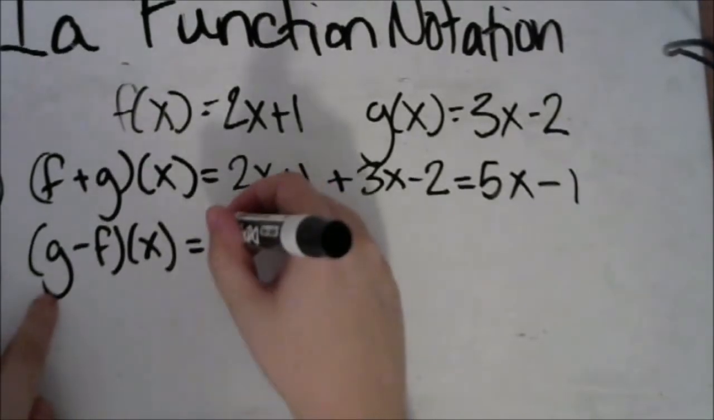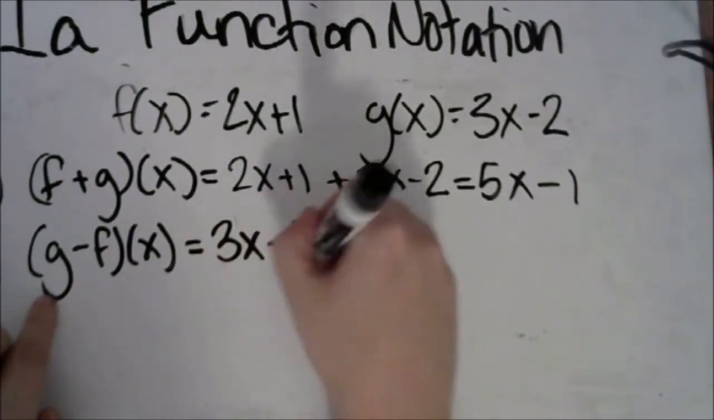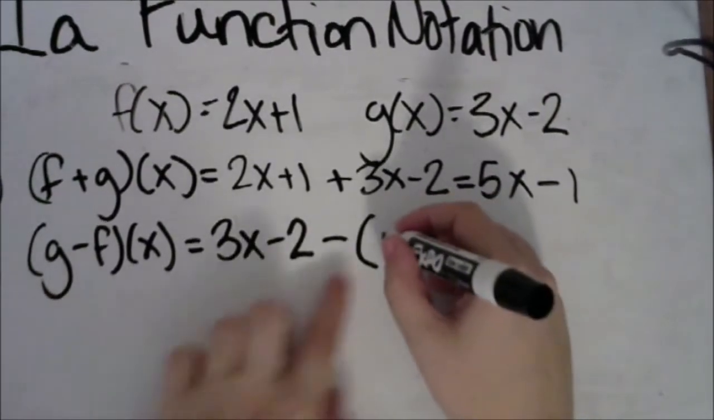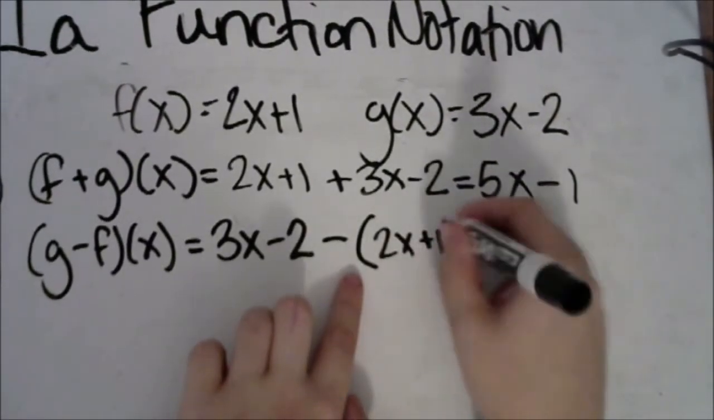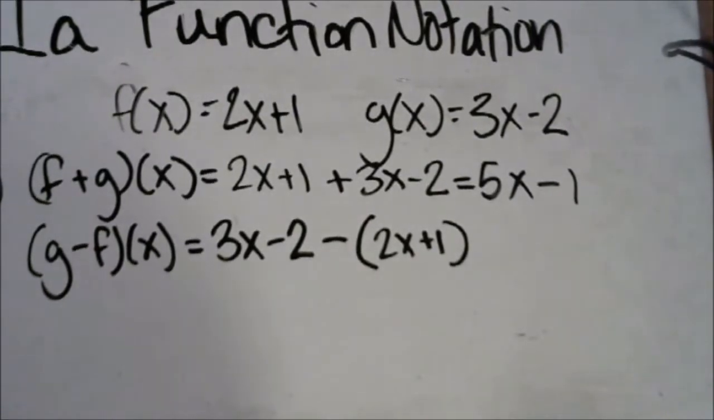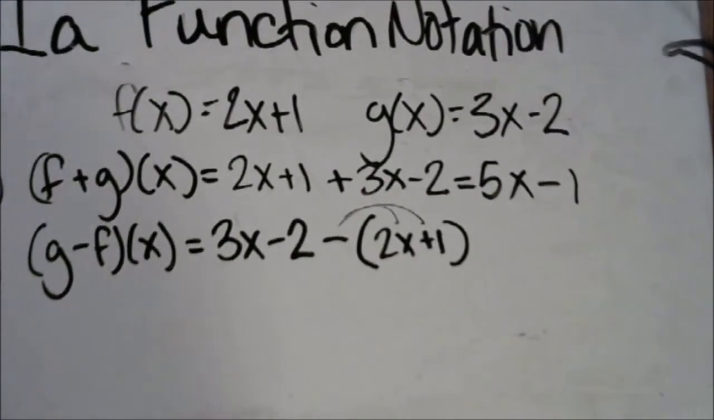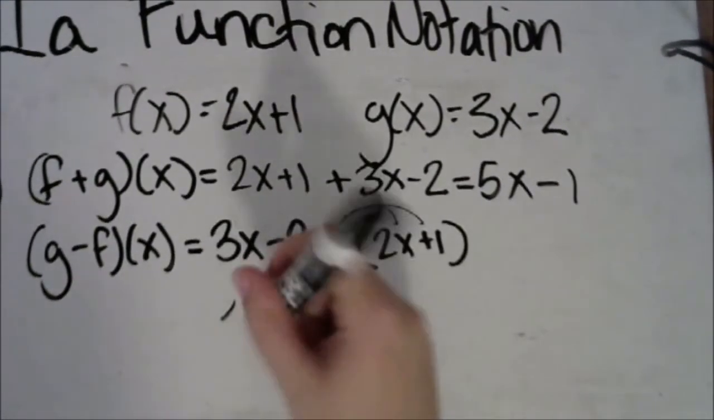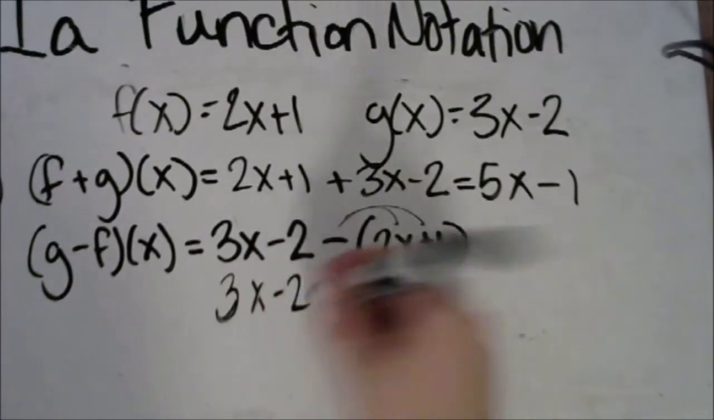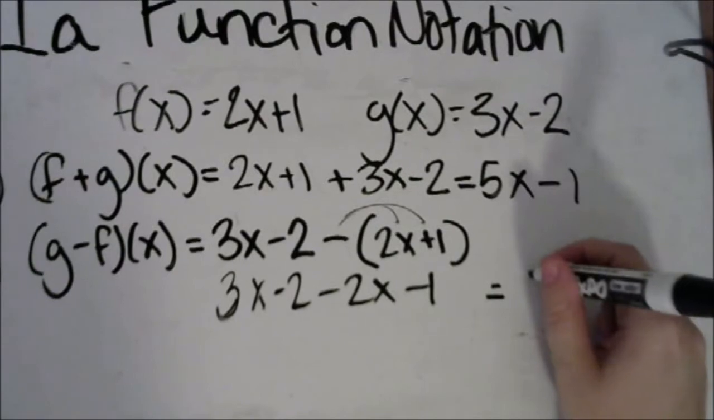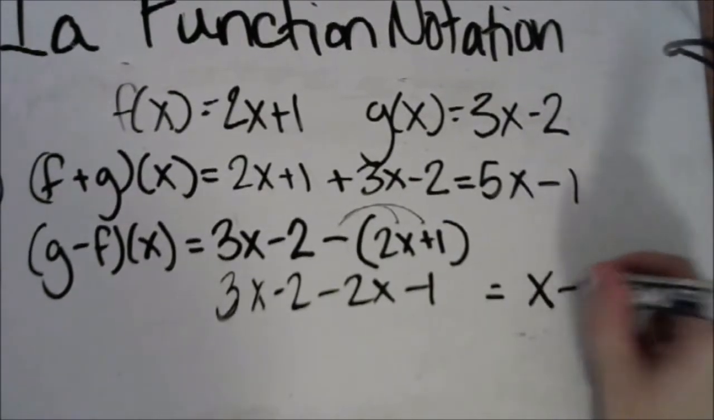In this case, we're going to put g first. And then because we're subtracting an entire expression, we want to use parentheses to group the 2x plus 1 together. This also gives us a reminder that we're subtracting 2x and we're subtracting 1, or that the negative needs to be distributed, which is saying the same thing. 3x minus 2 minus 2x minus 1, fully simplified, becomes 1x, or just x, minus 3.